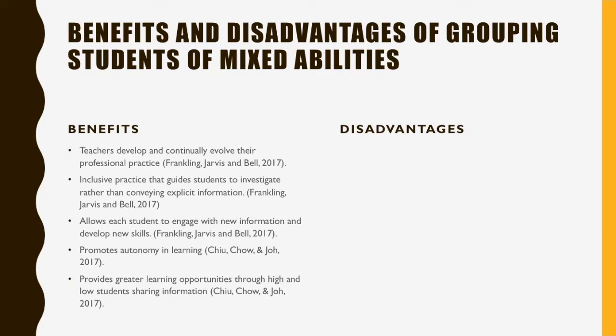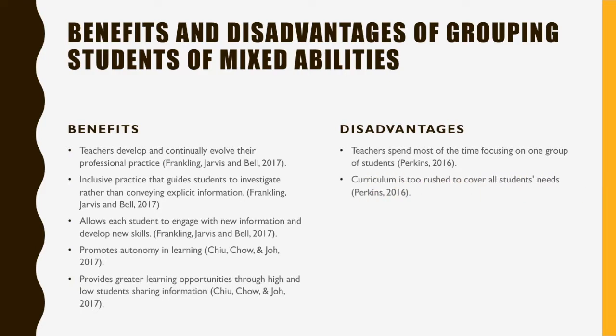Some of the disadvantages of mixed ability grouping include that teachers spend large amounts of time focusing on one group of students, so high and low achieving students can become disillusioned or bored because schoolwork is too challenging or easy. The curriculum is too rushed to cover all students' needs. Teachers limit their pedagogical and assessment strategies to manage a heavy workload.